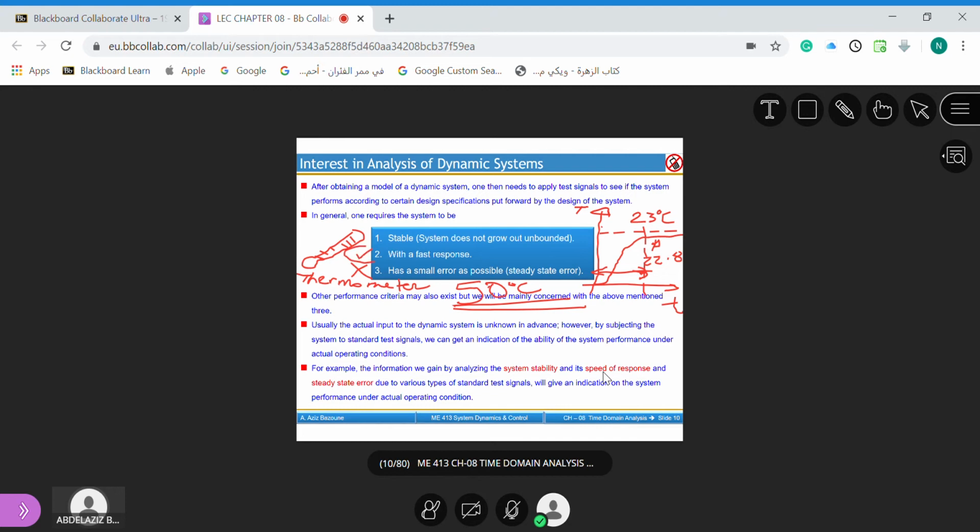Now, the second condition is a fast response. We should not wait for a long time. Fast, very fast. So we have said small error, very fast. Now, it should be stable. What do we mean by stable here, Shabab?